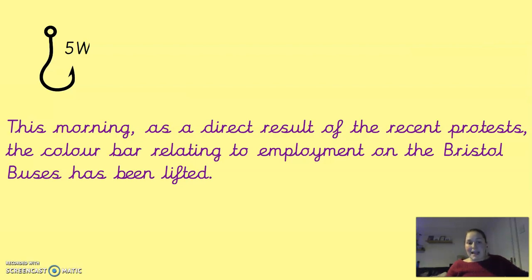This morning, as a direct result of the recent protests, the colour bar relating to employment on the Bristol buses has been lifted. Okay, so in my sentence already, I've got a when, and I've got a what and a why. I've got the ban being lifted because of the protests. And I've also got a where because I've got Bristol.